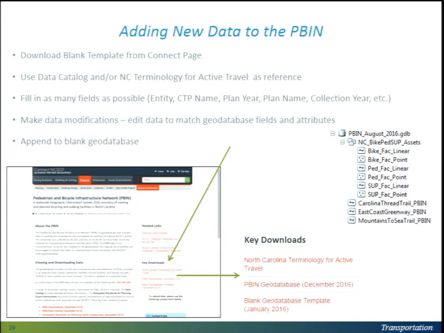Adding new data to the PBIN. Again, it's not too complicated. You go to the website from before, and this is the same one. You can download the blank template. If you haven't created any data and you're just wanting to create your bike-ped data, you can start from new, or you can take the shapefiles you already have and manipulate them in a way so that they line up with our geodatabase. We can give some guidance on that, but I don't think it's that complicated. You can use the data catalog, as I mentioned before, and fill in as many fields as possible. Everything doesn't have to be complete, but we want some of the basic information.